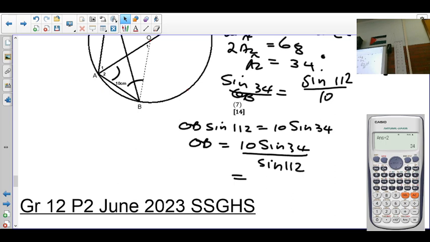Put that in a calculator. So 10, it goes over 10 sine 34 degrees over sine 112. Gives you 6,03. 6,03, and of course the diameter, sorry, diameter.